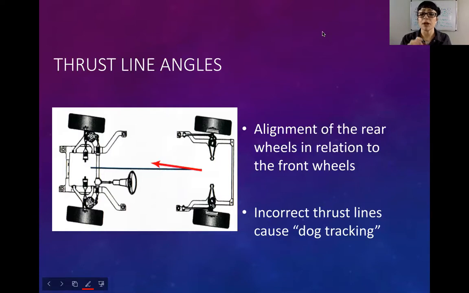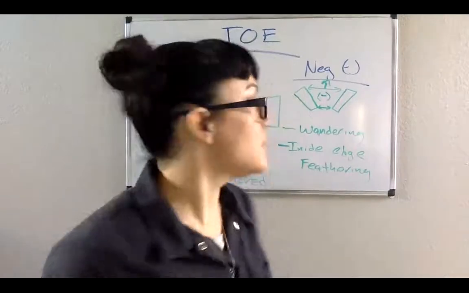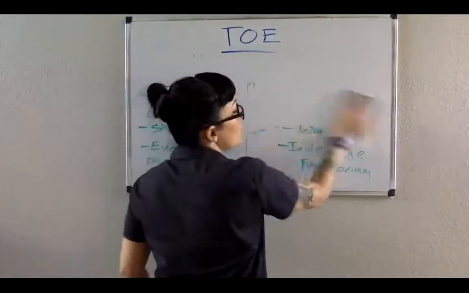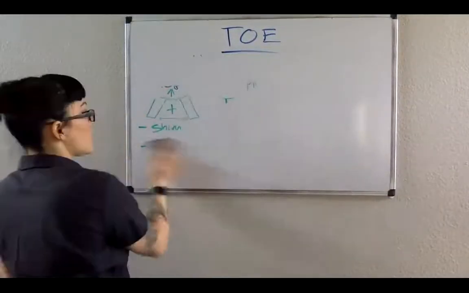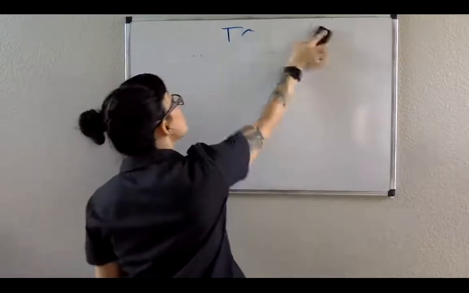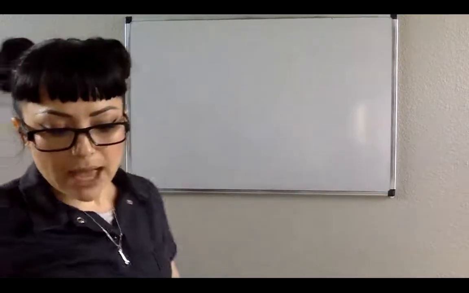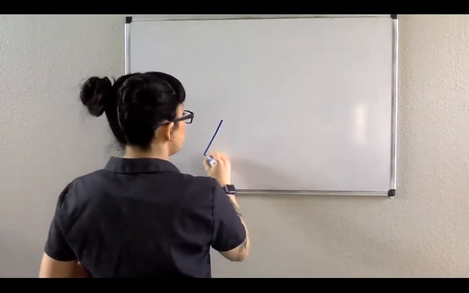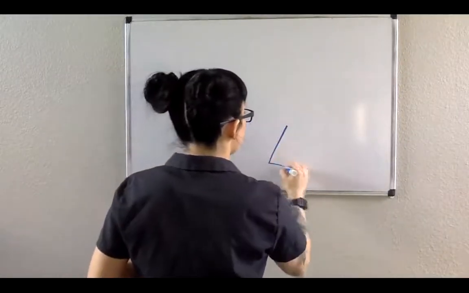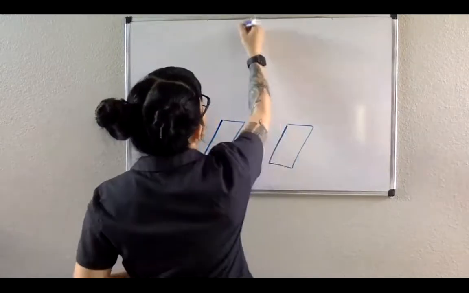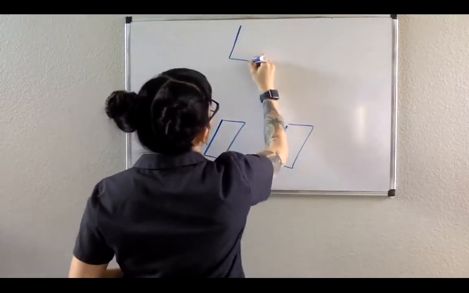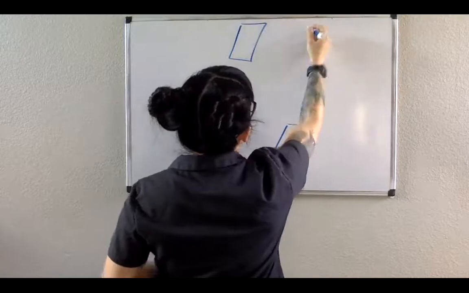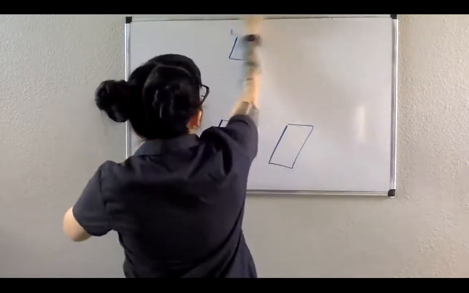So before I finish here, I want to explain what dog tracking is, and I want to explain the steering wheel off center on the board, as I mentioned earlier. So right off the bat, we're looking at the picture that I just showed you guys. My rear wheels are pointed in one direction, and that means I need to align my front wheels to do the same thing.